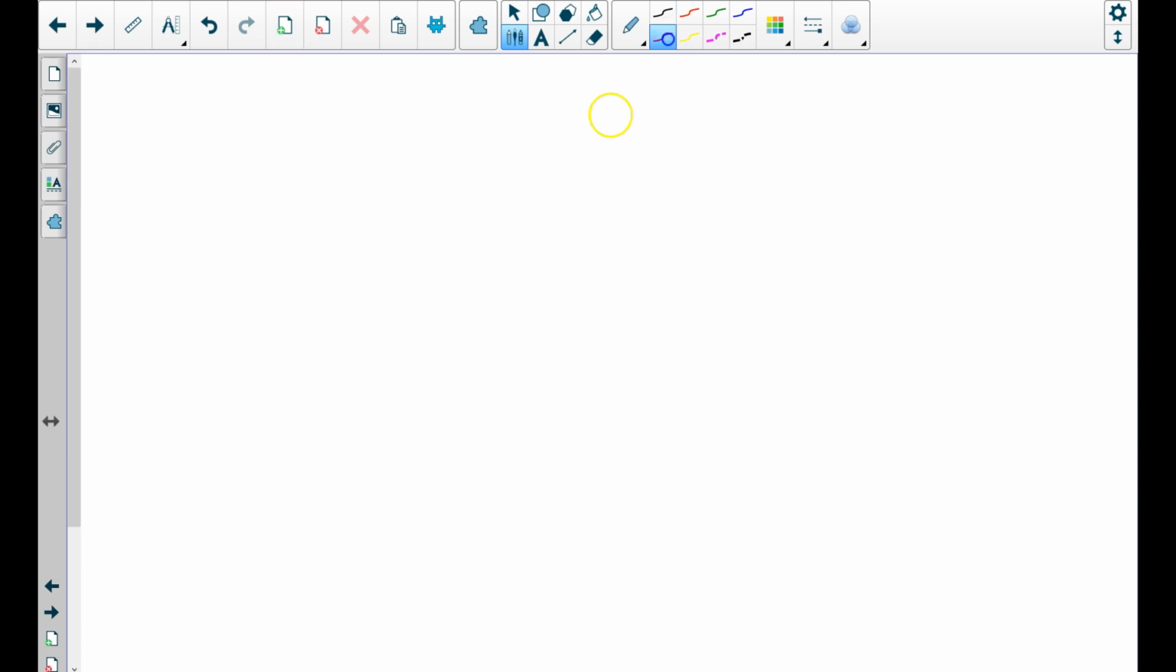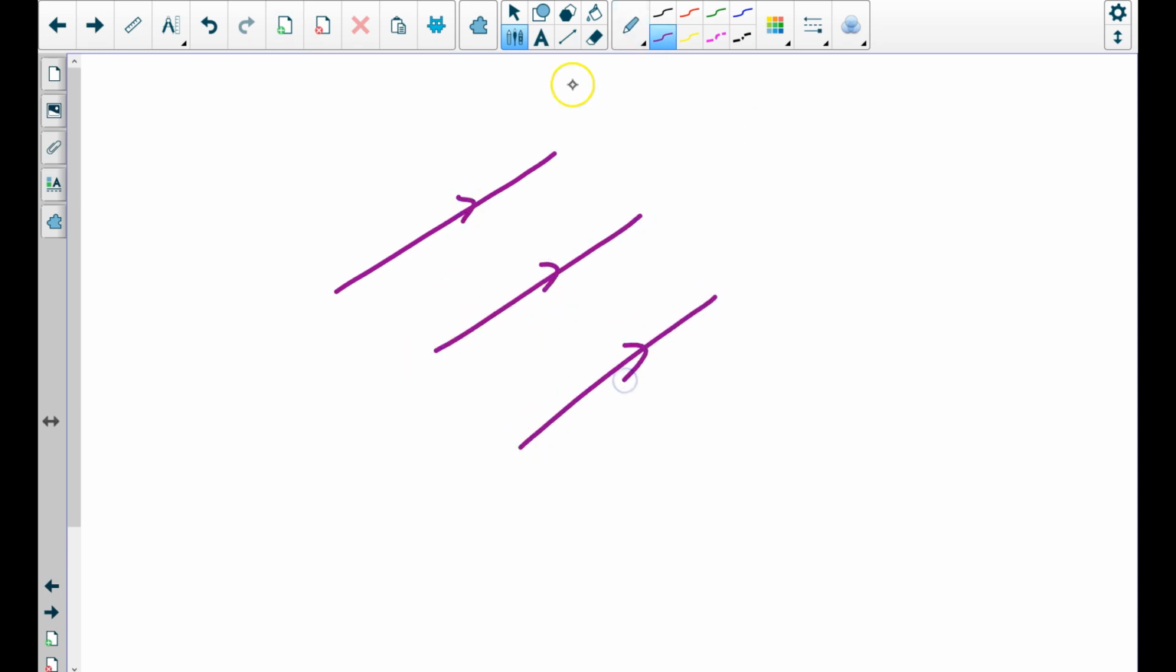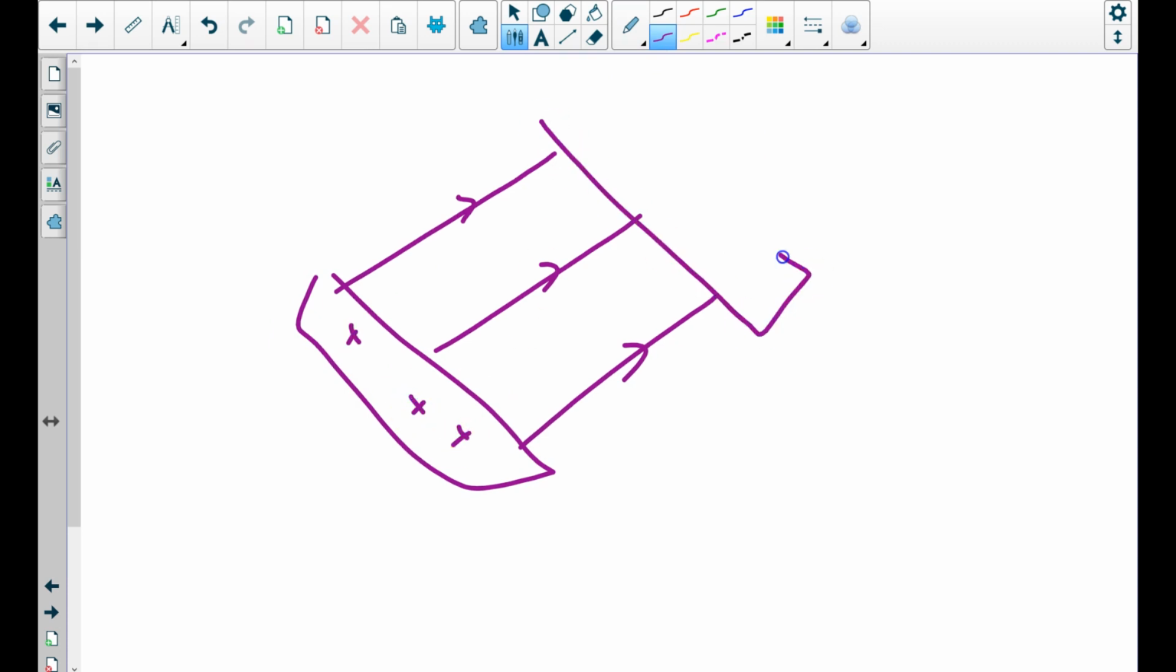You might think, well, with the field lines, right? Like if you have some electric field like this, and you put a charge, then that charge gets pushed in a direction with the field lines.